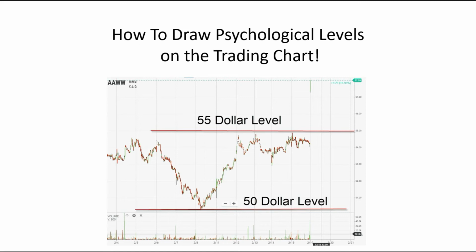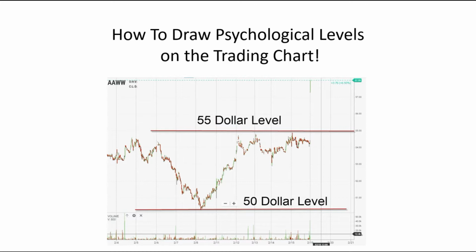How to draw psychological levels on the trading chart. Hello, this is Igor from FX Igor YouTube channel, and right now we're watching one stock chart where the support level is $50 and the resistance level is $55. And as you can see, these are round numbers.